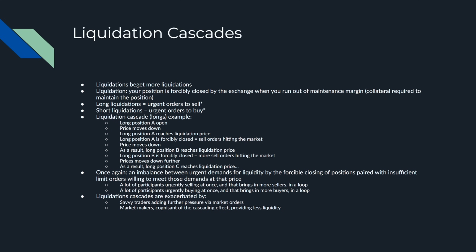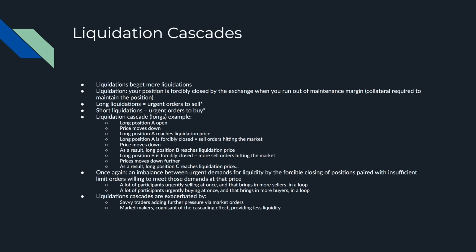Again, nothing too different in terms of market microstructure. It's still an imbalance created by the urgent demands for liquidity by those positions closing at market, and an insufficient number of limit orders willing to meet those demands at that price. So a lot of guys selling at once brings in more sellers in a loop when it comes to the liquidation cascade, and a lot of participants buying at once also brings in more buyers in a loop.